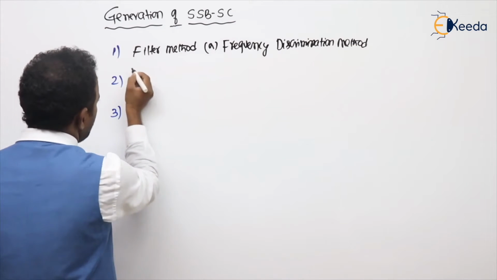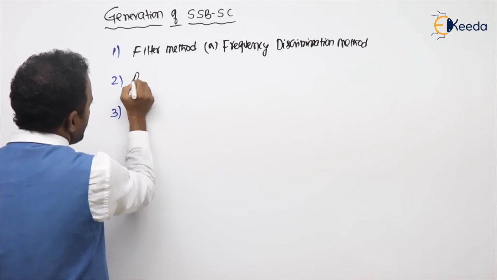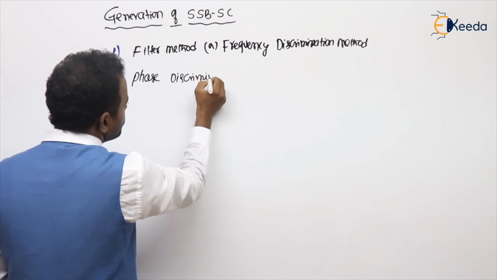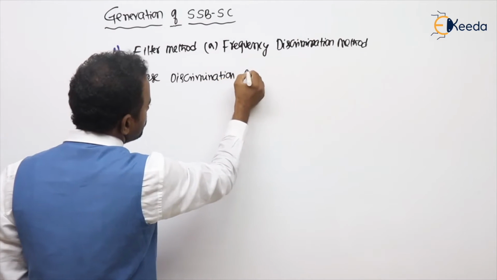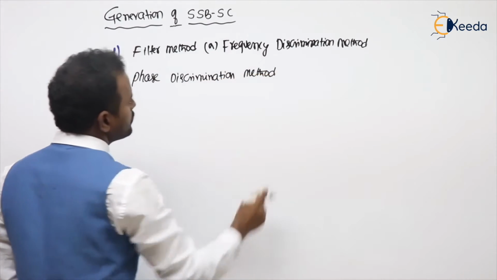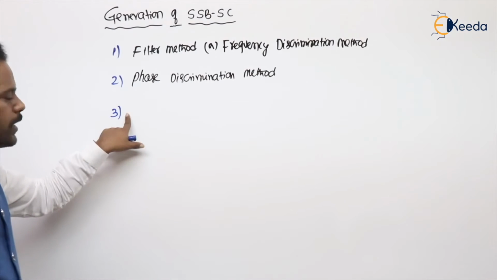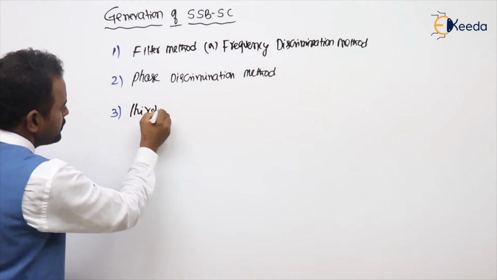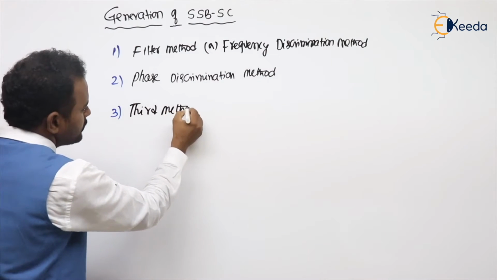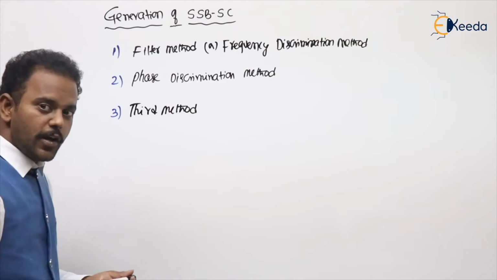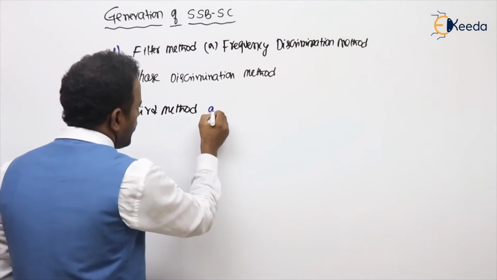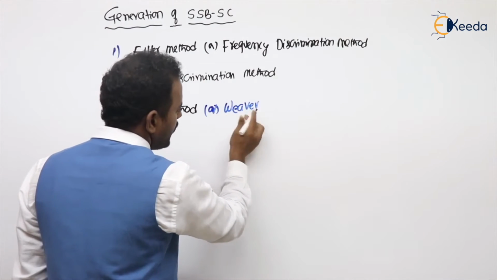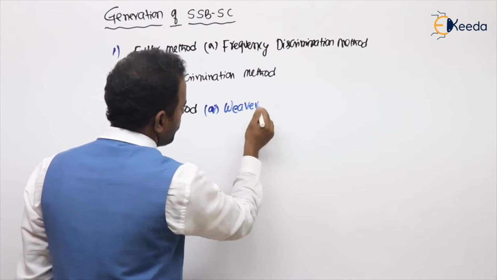What is the second method? The second method is nothing but the phase discrimination method. What about the third one? The third one is simply the third method, and it also has another name: Weaver's method, W-E-A-V-E-R, Weaver's method.